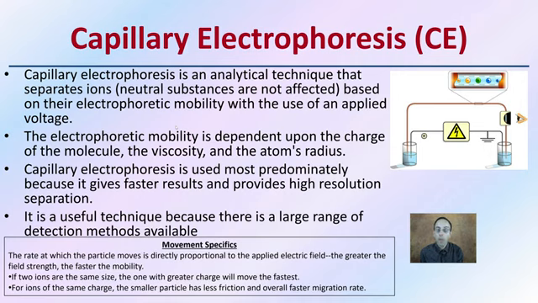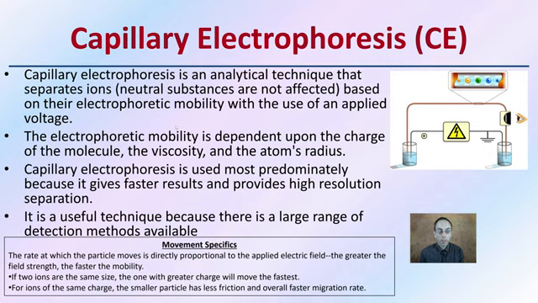Capillary electrophoresis is used predominantly because it gives fast results and provides higher resolution separation. It's a useful technique because there's a large range of detection methods available. So there's some specifics here. The rate at which the particles move is proportional to the applied electrical field. So this can allow for greater separation based on the field strength.